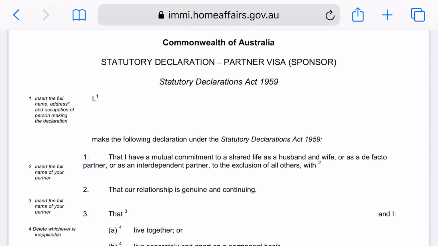So guys, this form is required and needs to be filled by the sponsor under the subclass 100. That is the second stage of sponsoring your partner to Australia, and of course dependent children if included. And this needs to be filled by the sponsor. So let's go through it.